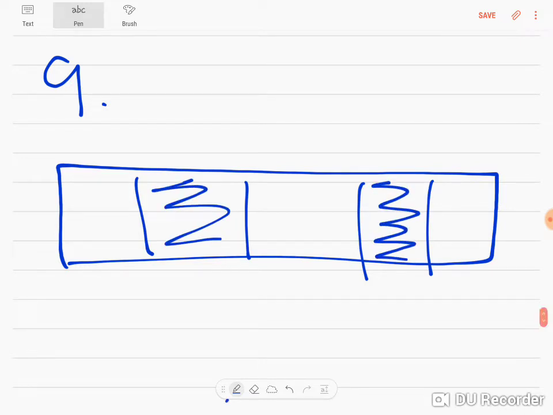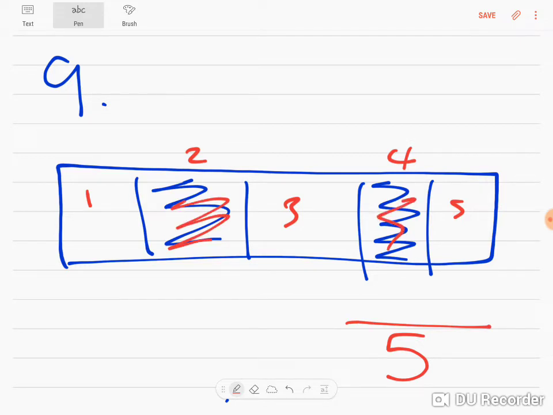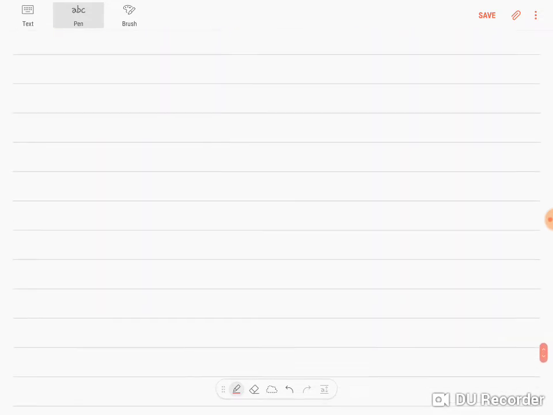The first thing we're going to do is count how many boxes are there. So we have 1, 2, 3, 4, 5. So we know our denominator is going to be 5 because it's part of a whole. And how many is shaded? 1, 2, 2/5.